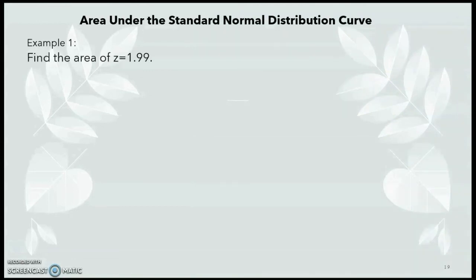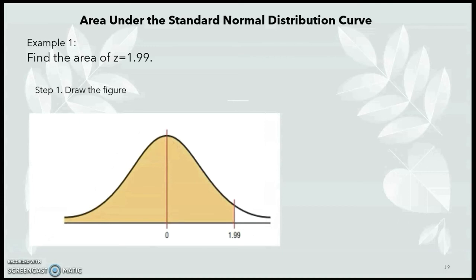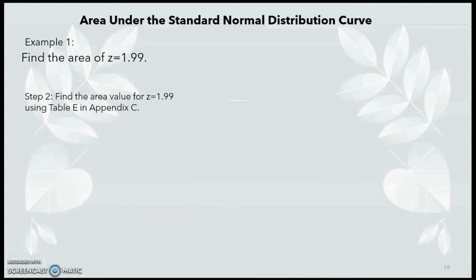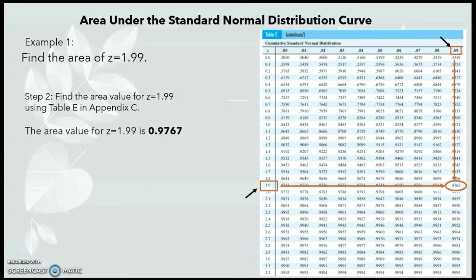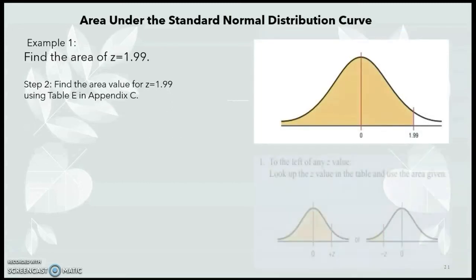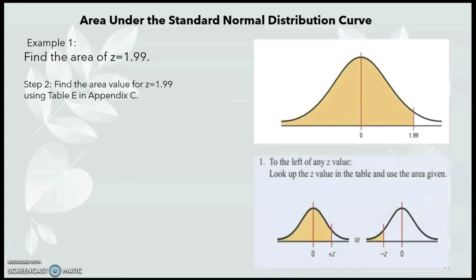Let's have an example. Find the area of z is equal to 1.99. First, draw the figure using the normal curve, then shade the area. Since we are looking for the area of a positive z-value, the shaded area will be the left part of the curve. Then next, find the area value for z using table E. It is found by looking 1.9 in the left column and 0.09 at the top row, where the two lines meet gives an area of 0.9767. This first example is an example of case 1 in the procedure table, wherein we will just use the obtained area in table E. Hence, the area value of z is equal to 1.99 is 0.9767.